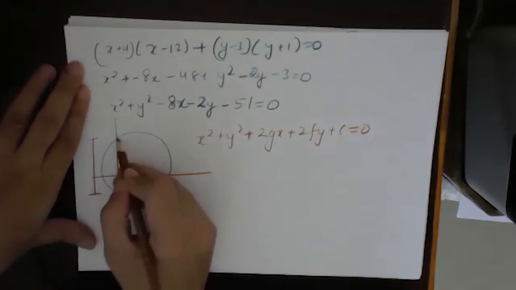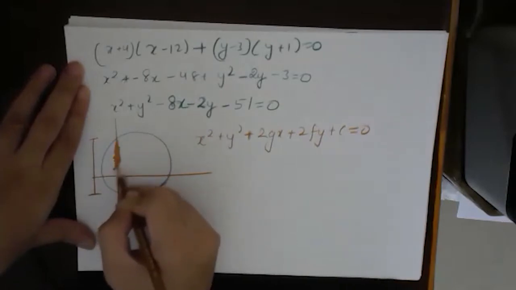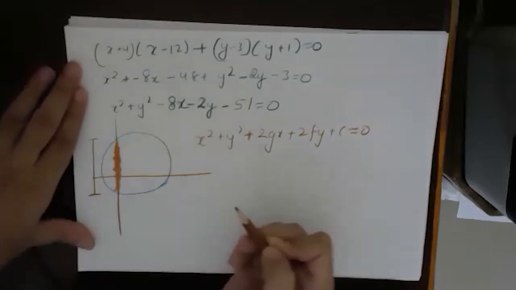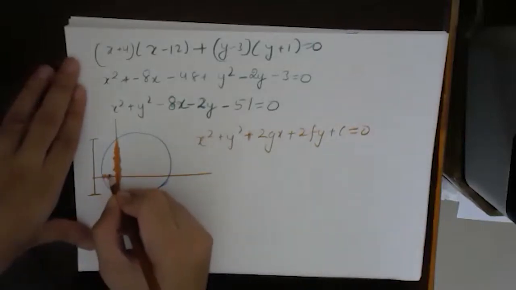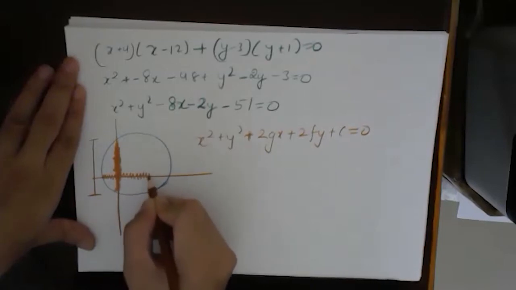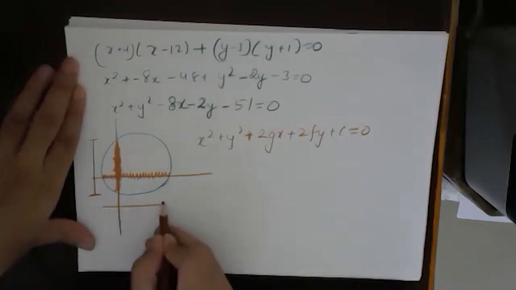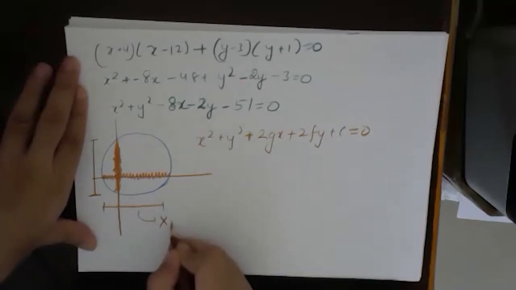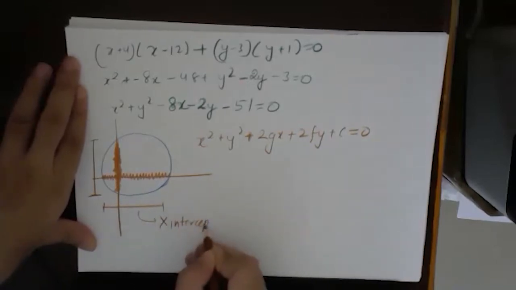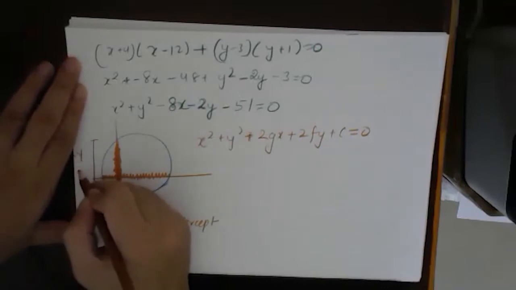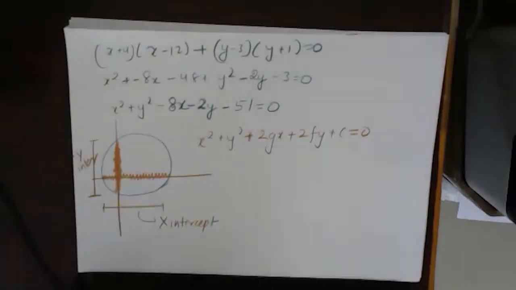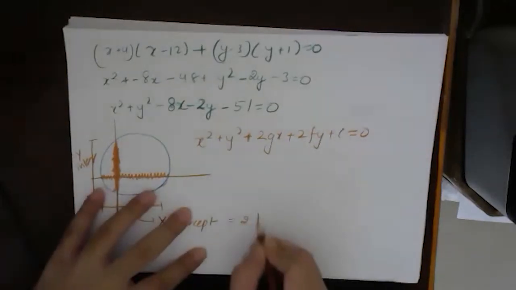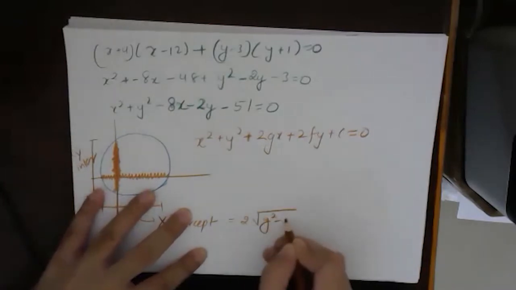This part from here till here will be the y-intercept, and this part from here till here will be the x-intercept. So simply just remember this. The x-intercept will be given by 2 under the root of g square minus c.